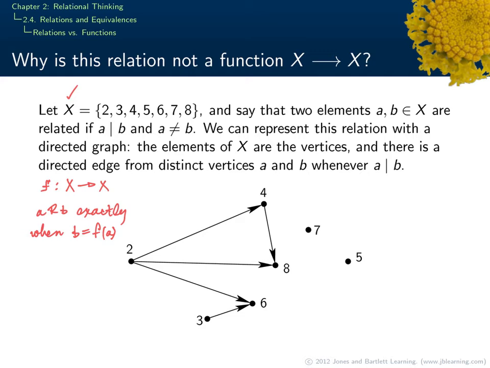Now, that does not determine a function from X to X because the problem is that the value of our function at 2 is undetermined. We wouldn't know whether it should be 4 or whether it should be 8. And remember that any function must take an input to a single output. But here, our input 2, we don't know whether to send it to 4 or to 8. So the upshot is any function from X to X determines a relation, but the converse is not true. There can be relations on sets that do not determine functions.